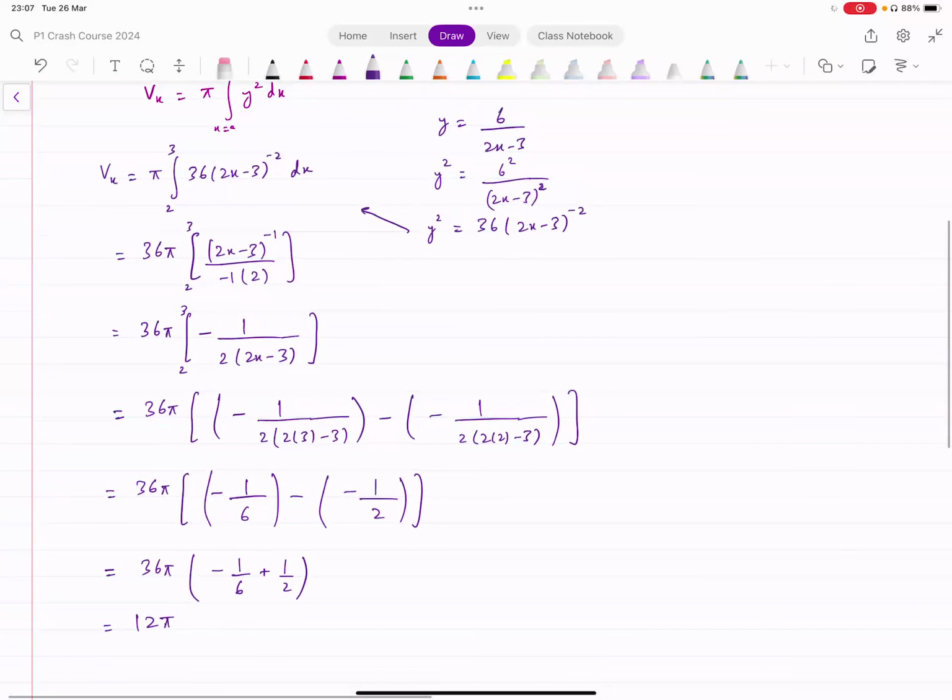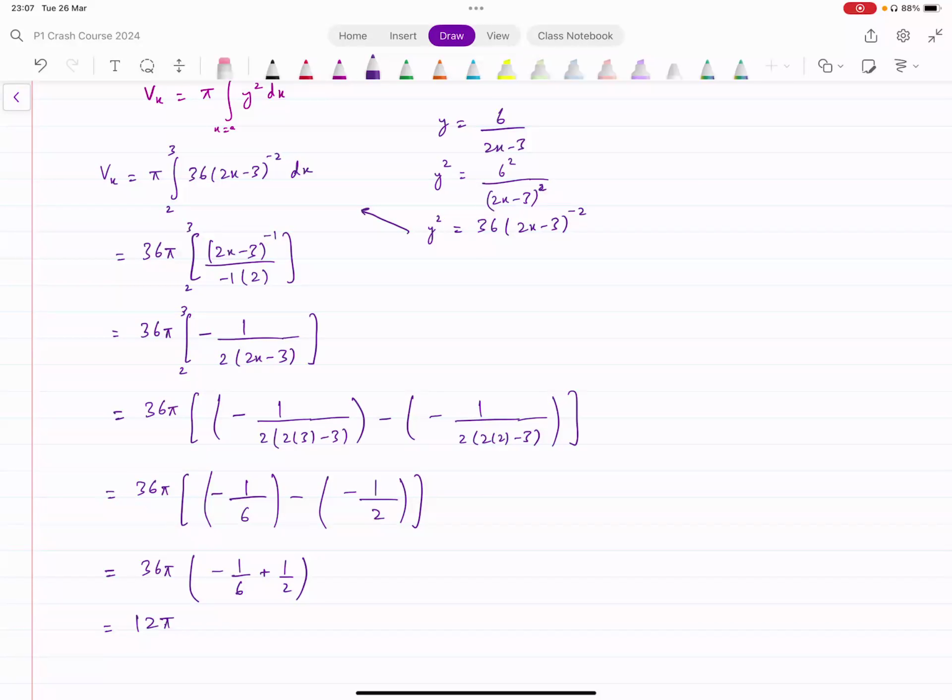A volume that you have, volume of revolution about x-axis. That's all that you have to do. Just apply the formula, input limits. There was no complication here as such. Is that okay? Yes, sir.